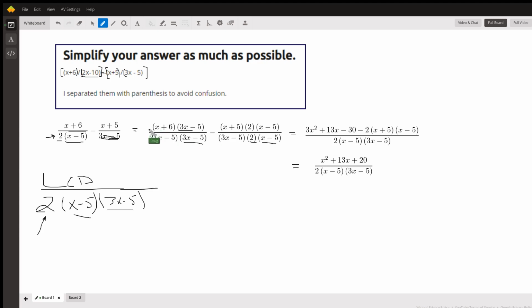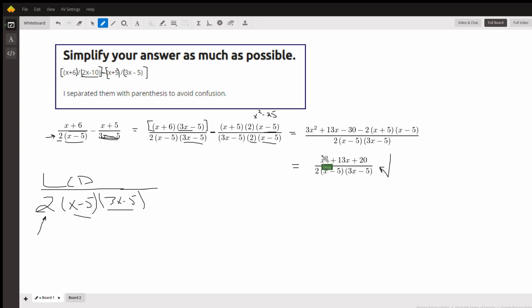Here we have to use FOIL, which gives us the first 3 terms over here, this trinomial. Over here, we're subtracting the product of x plus 5 times x minus 5 multiplied by 2. X plus 5 times x minus 5 is x squared minus 25. And we're multiplying that by 2, but you can kind of think of this minus sign as going along with that 2. So minus 2 times the quantity x plus 5, x minus 5. Combining all the similar terms gives you this result right here.